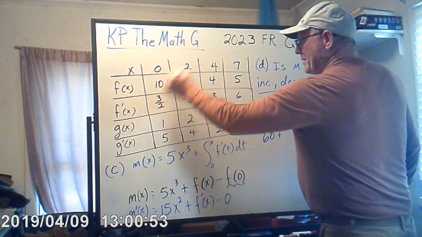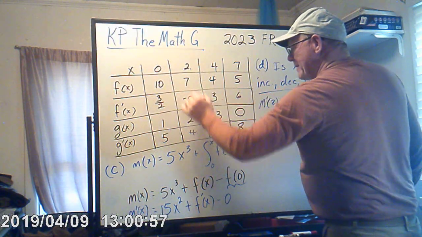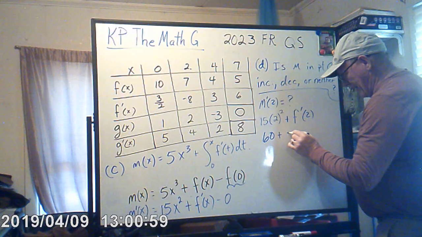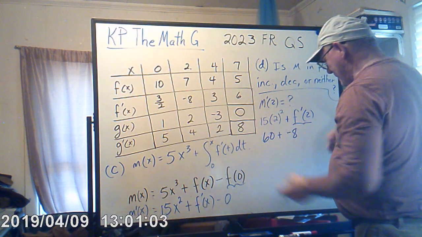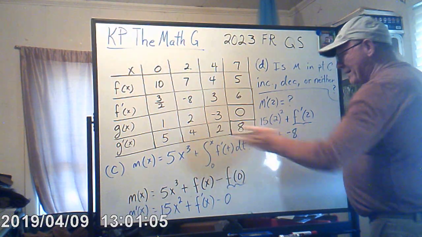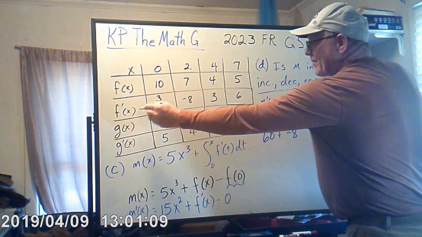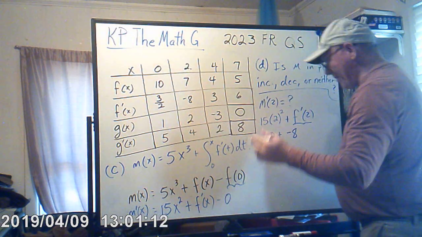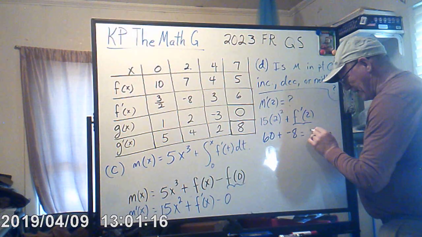F prime at 2 is negative 8. That's the only thing you got to do. They're wanting to see, can you read this? Because if you can't get it from here, then we're lost. But F prime at 2 is negative 8. So, oh, good. And we know that that equals 52.